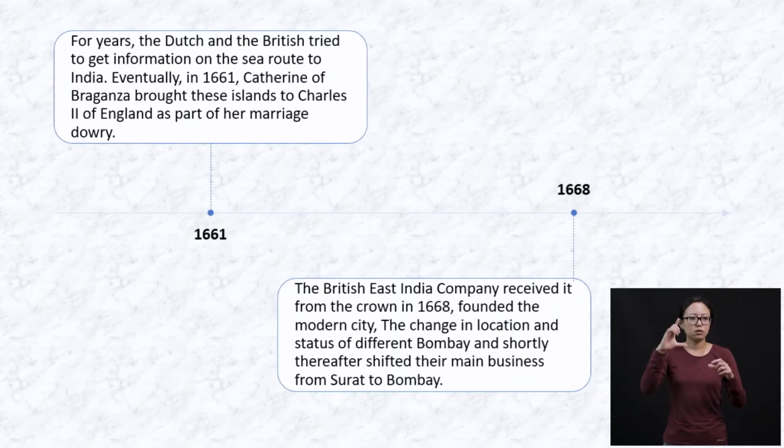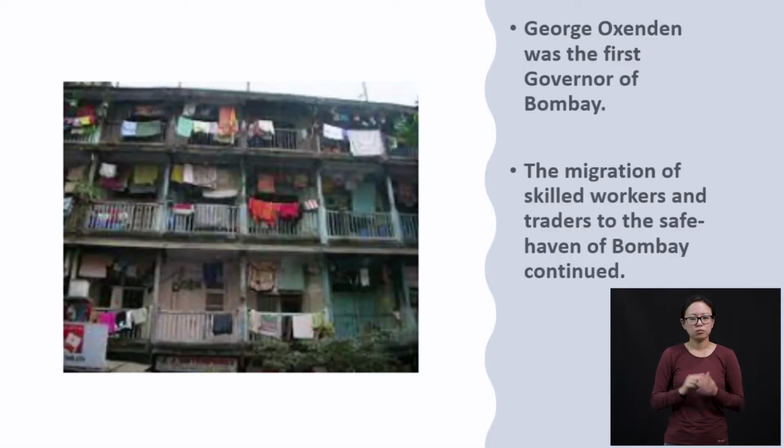The change in location and status of Bombay: shortly thereafter they shifted their main business from Surat to Bombay. So, Surat was a place where you had business opportunities, but slowly and steadily, Britishers tried to make Bombay a capital and a trade capital, and that's how, from Surat, Bombay became the center.